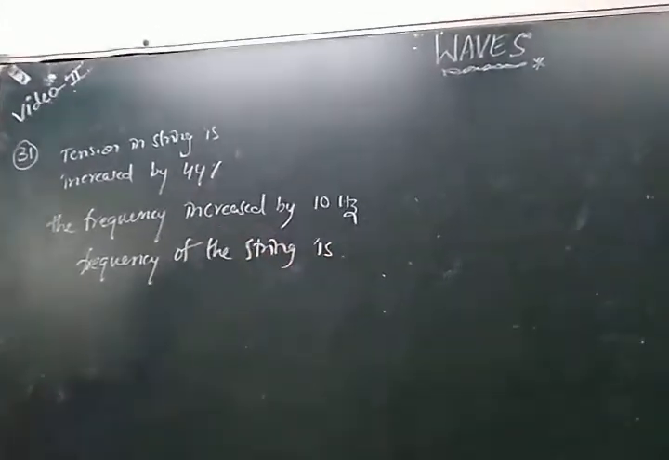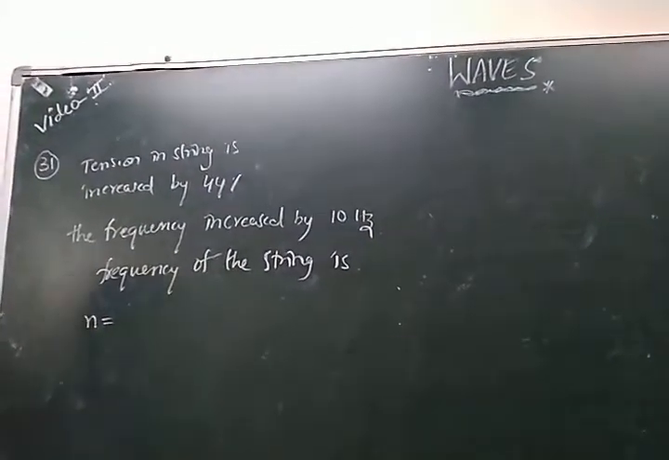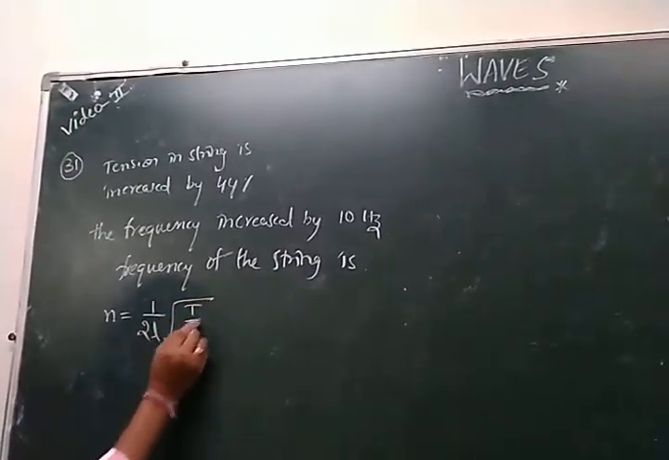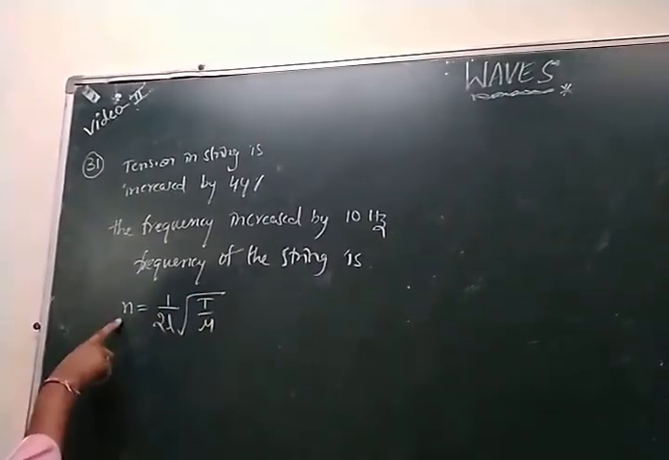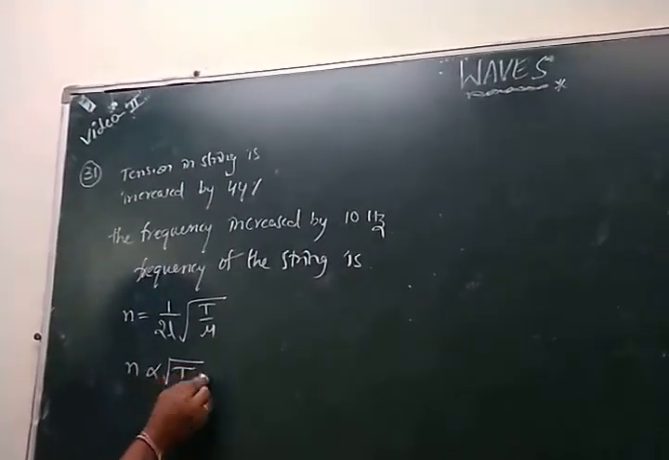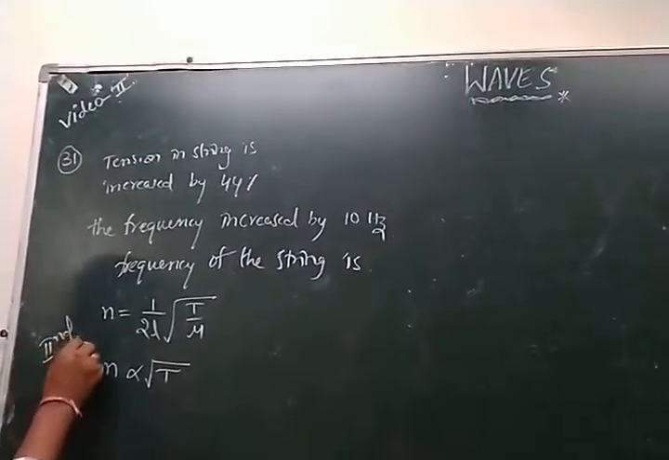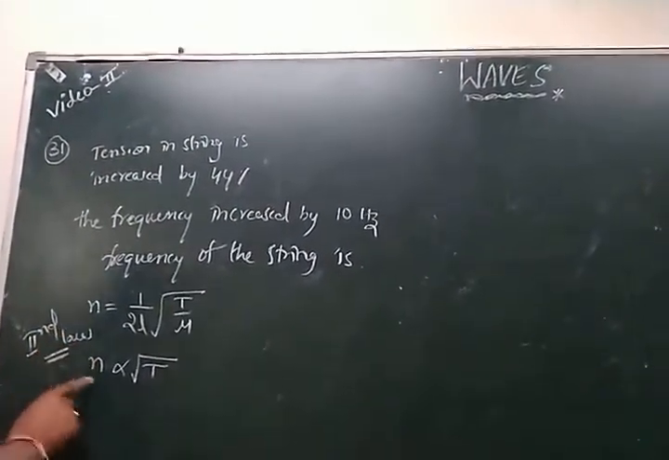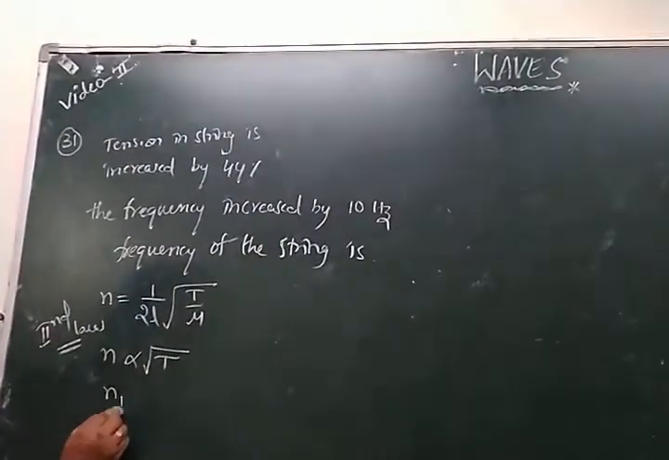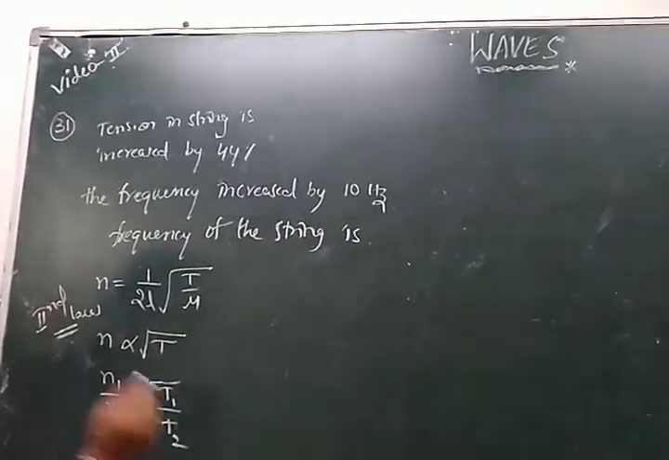See here, we know the formula. The fundamental frequency n is equal to 1 by 2l under root of T by mu. The fundamental frequency is directly proportional to the square root of tension, according to the second law of strings. Write the ratio: n1 by n2 is equal to under root of T1 by T2.